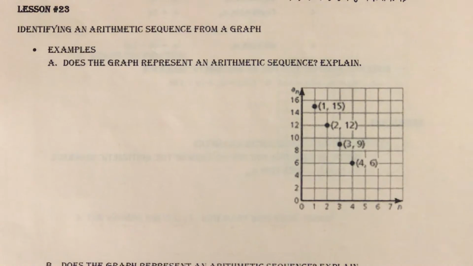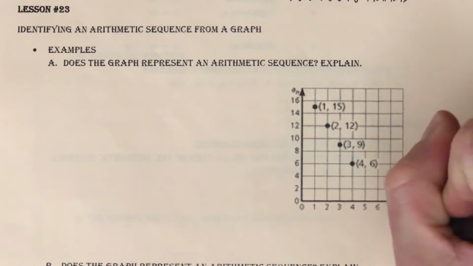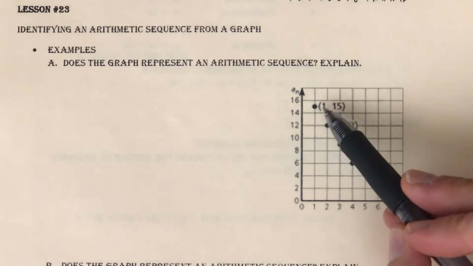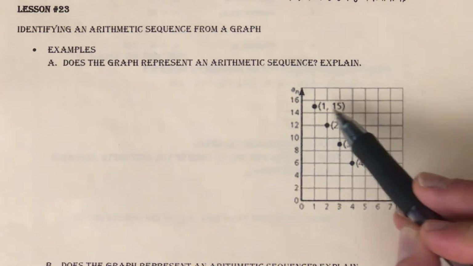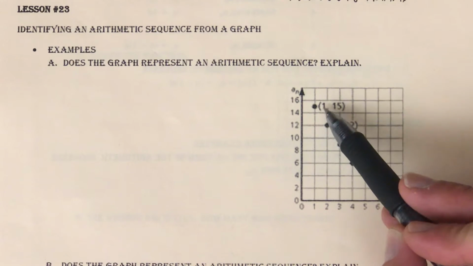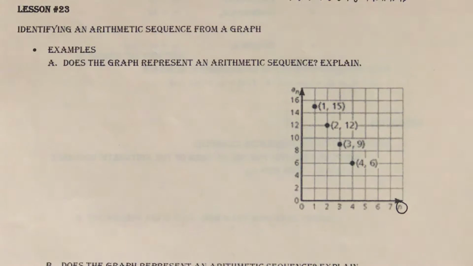What's going on? So when I look at this graph, I know that the x value, also known as the n value here, represents the terms, or what term it is in the sequence. So this point right here was the first term. This point right here was the second term. This was the third. This was the fourth. So that really doesn't tell me anything other than where that term was in it.